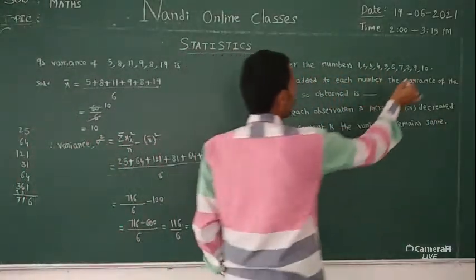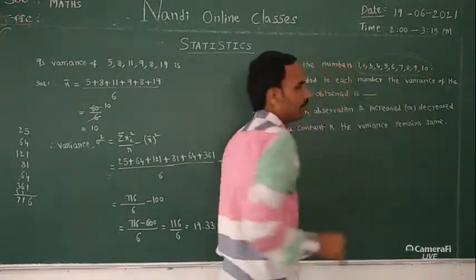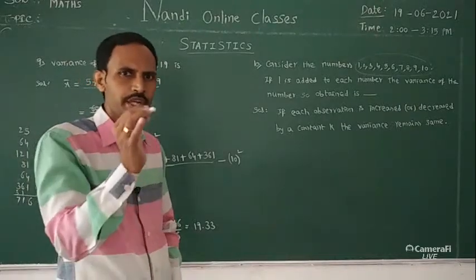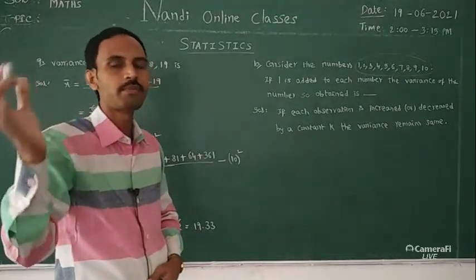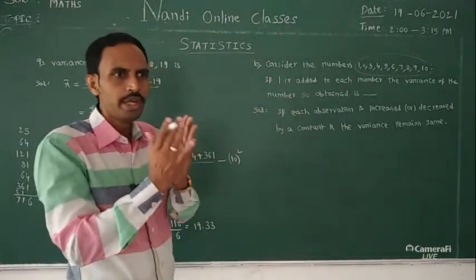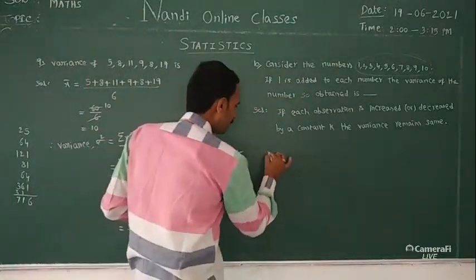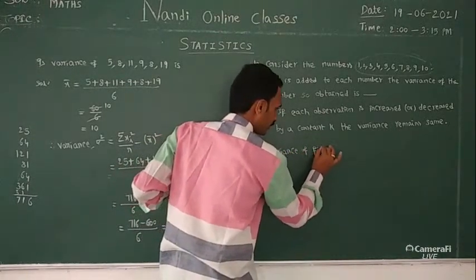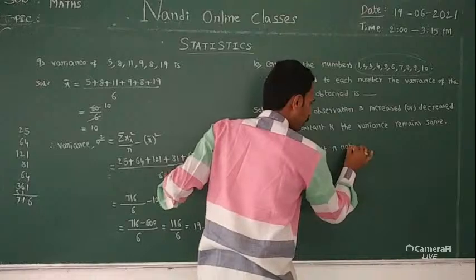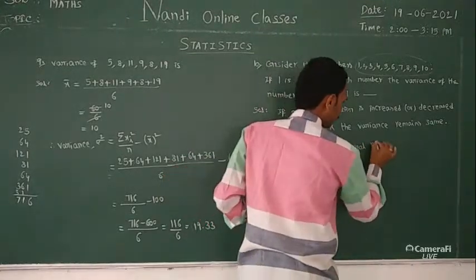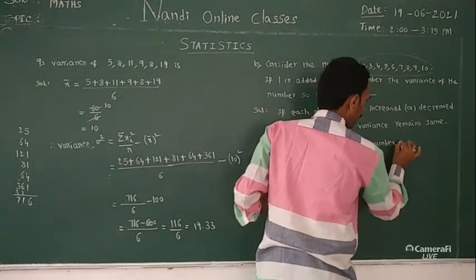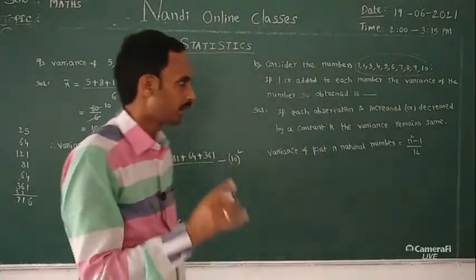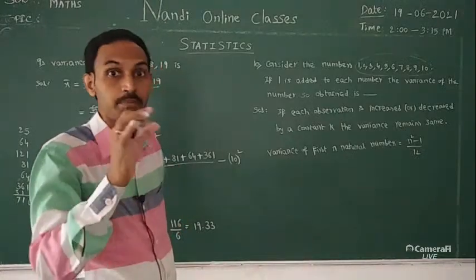So these numbers' variance I have to find now. These are all natural numbers. There is a formula for it, the variance of the first n natural numbers. The formula is n square minus 1 divided by 12. Important formula. n square minus 1 by 12. n means the number of observations.